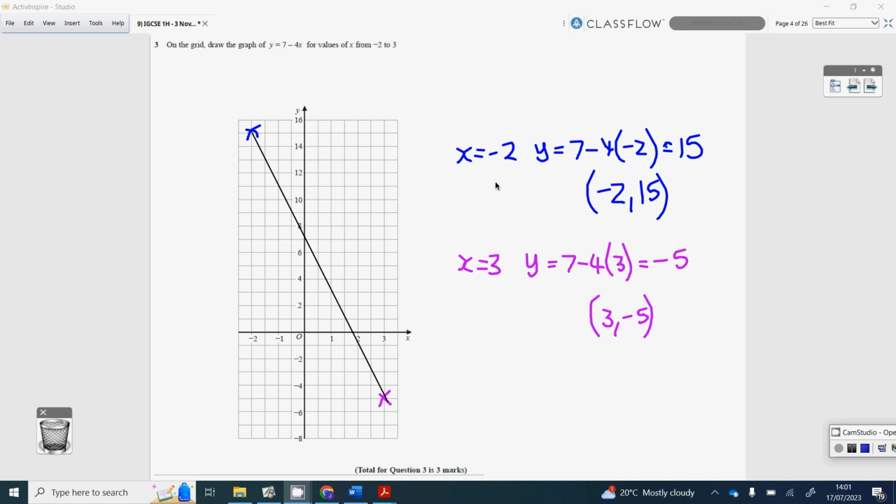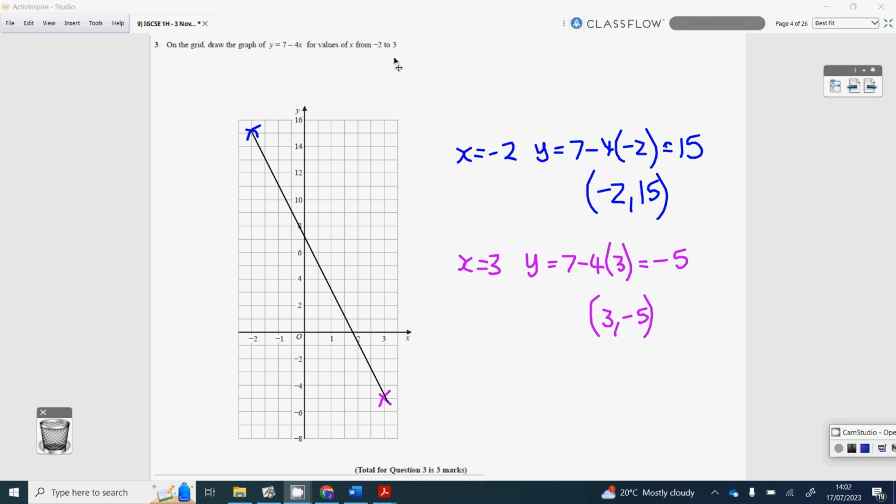So when x is minus 2, substituting that into the formula, so 7 minus 4 lots of minus 2. Well, minus 4 times minus 2 is plus 8. 7 plus 8 is 15. So that tells me when x is minus 2, y is 15. So my first coordinate is minus 2, 15. So 2 to the left, 15 up. X marks the spot, the point here in blue.